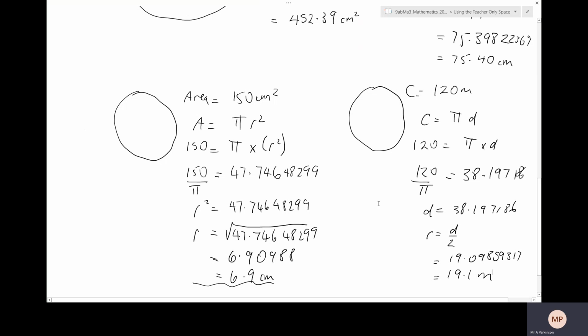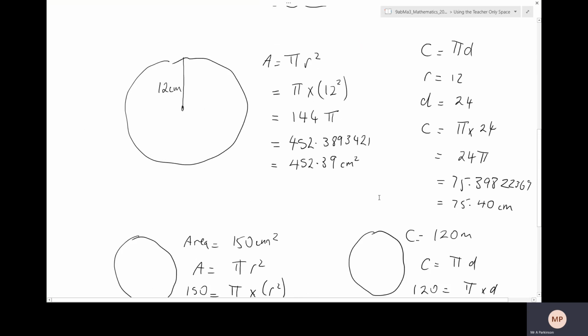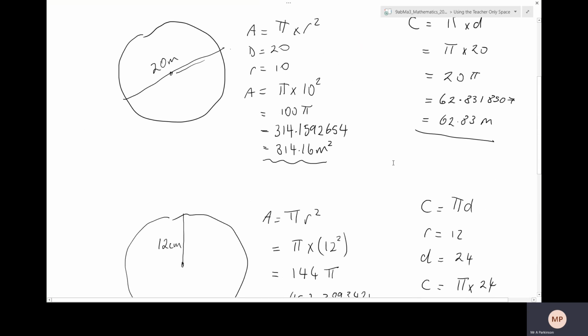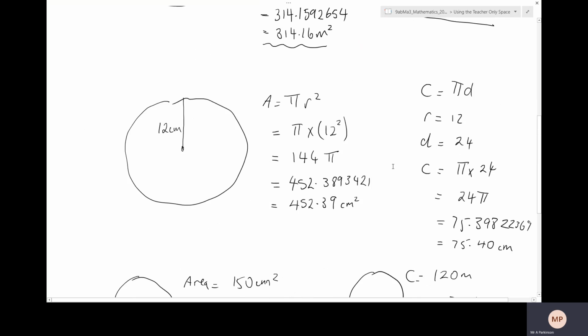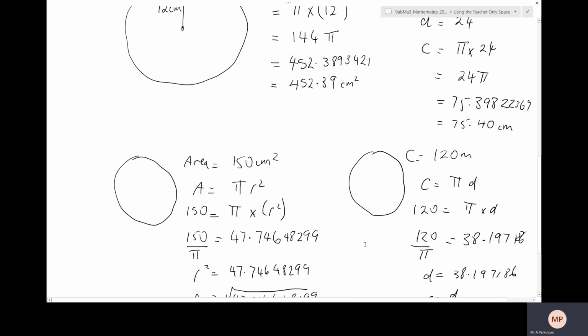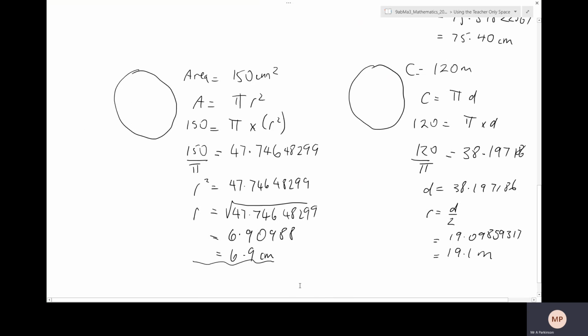So that is all four situations really. Working out the area, working out the circumference from given a diameter, given a radius, and then working it out backwards. So given an area, working it out, given a circumference, working it out. Okay, I hope that is helpful.